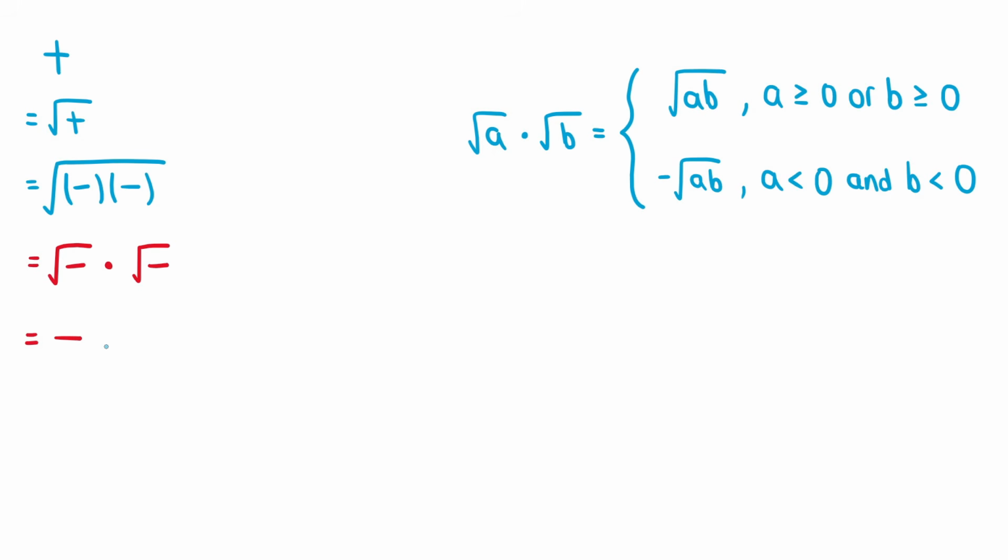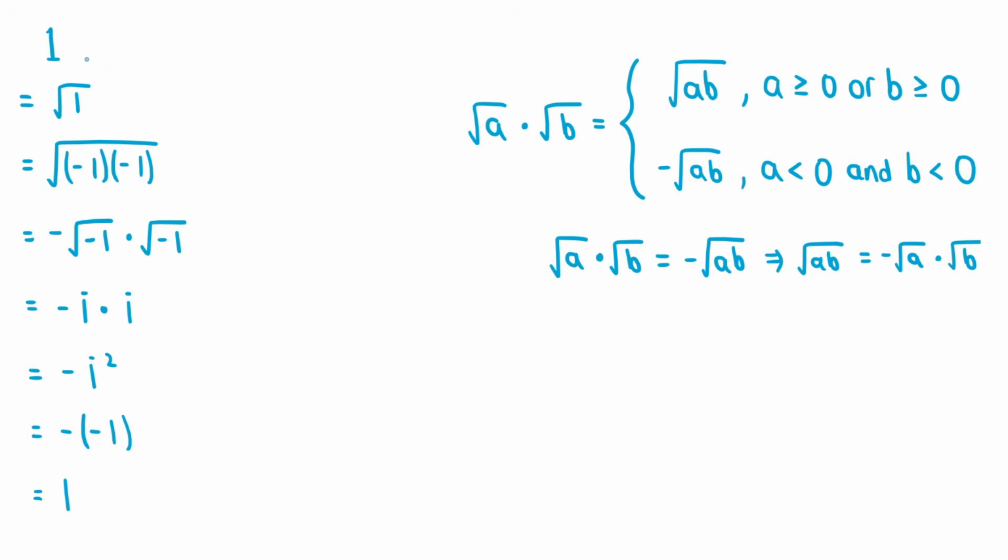That's why there's an additional negative sign in the formula, square root of a times square root of b equals negative square root of ab, when a and b are both negative, to ensure that everything checks out in the end. So anyways, we need to remember that square root of a times square root of b equals negative square root of ab when a and b are both negative, so we don't get something nonsensical like 1 equals -1.